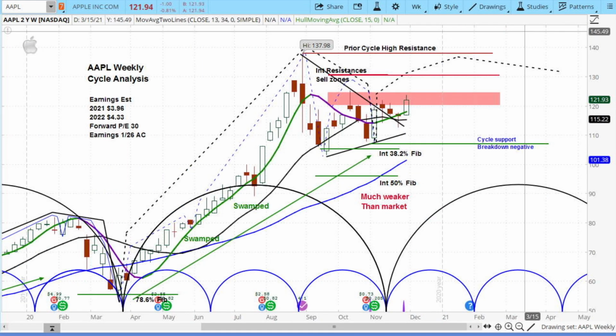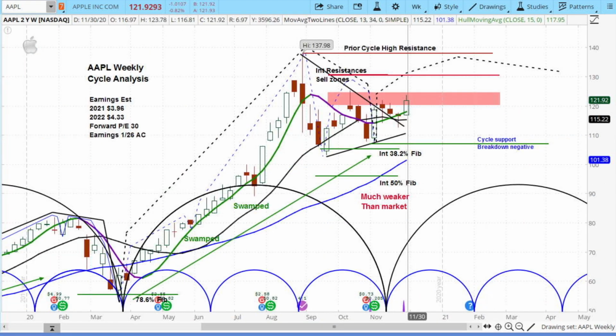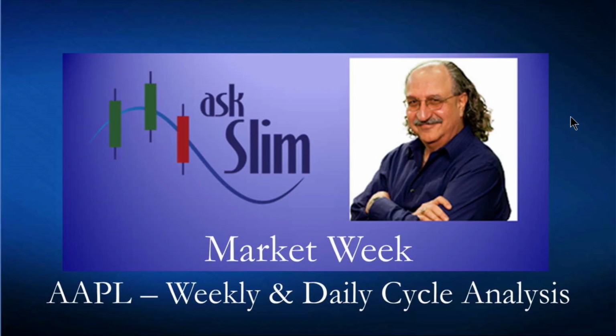There's your weekly chart right over there with cycle analysis. There's your daily chart right there with very, very clear cycle analysis and levels all marked out that shows you the resistance, the support, the buy zone, and then where we expect in price and time to be able to move to the long side in here again in Apple. Great stuff. Just love that. So that is a look at Apple weekly and daily cycle analysis.